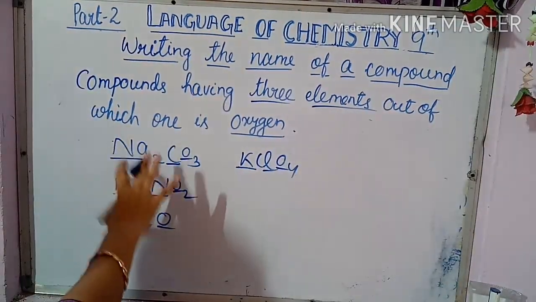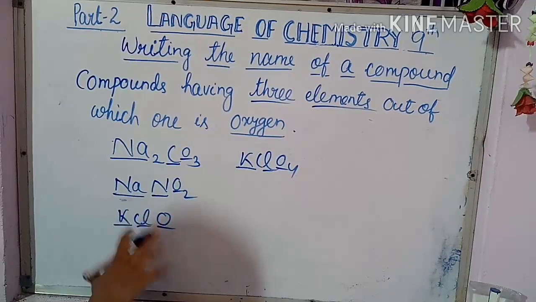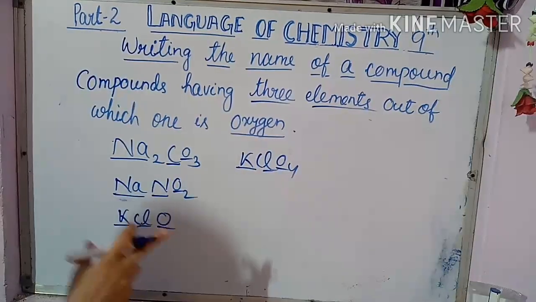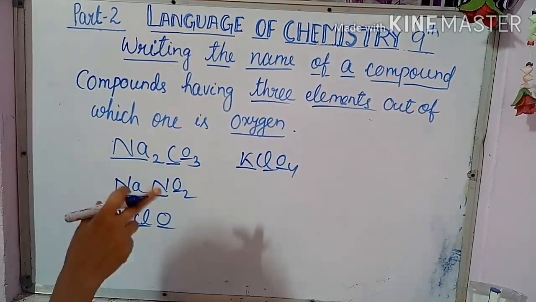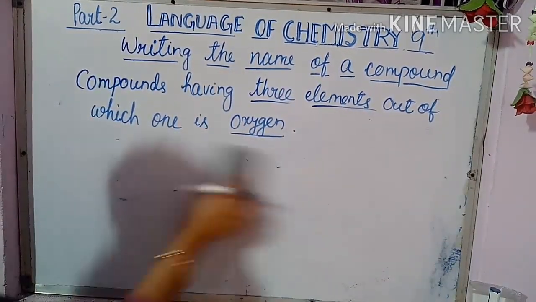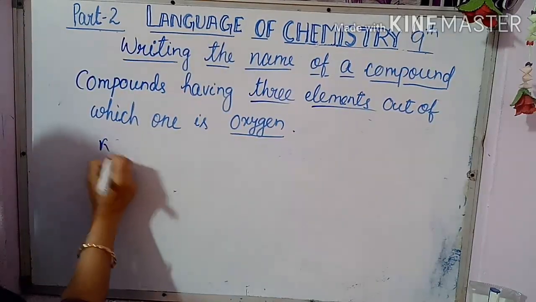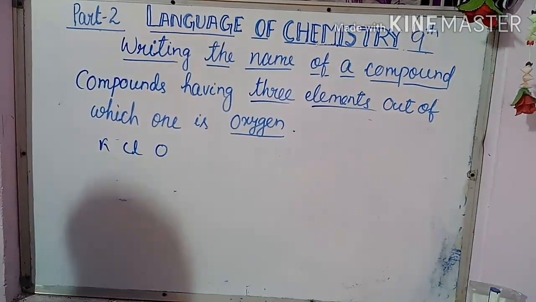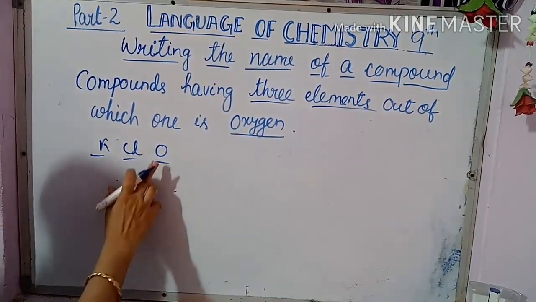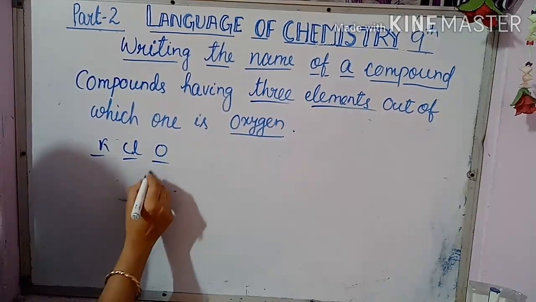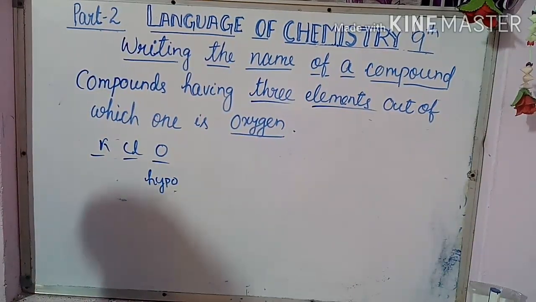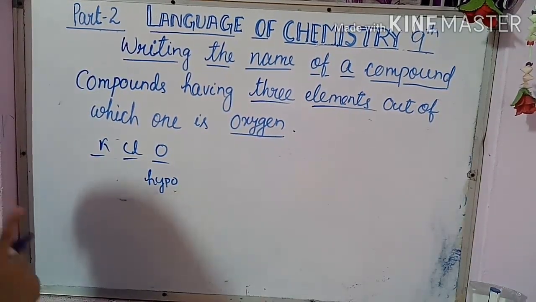In that case you have to remember the second formula. If 3 elements are present and one of the elements is oxygen, then according to the number of oxygen you will give the name. I will write it in order and tell you. Suppose the first one is KClO. 3 elements are there, but the number of oxygen is 1. As the number of oxygen is 1, you have to put hypo, and that time it is ITE.